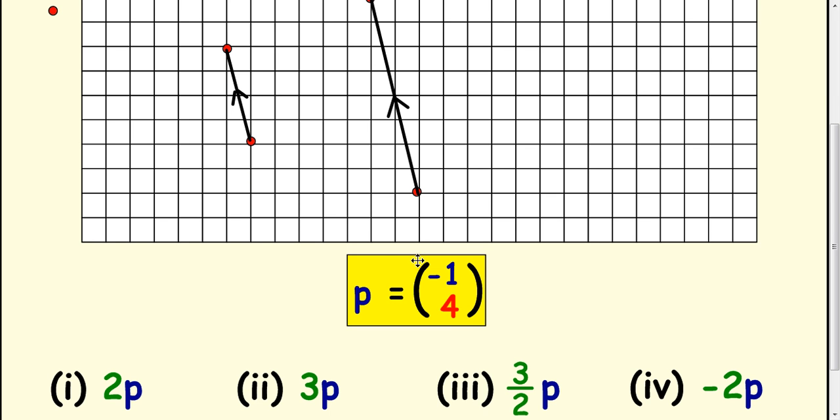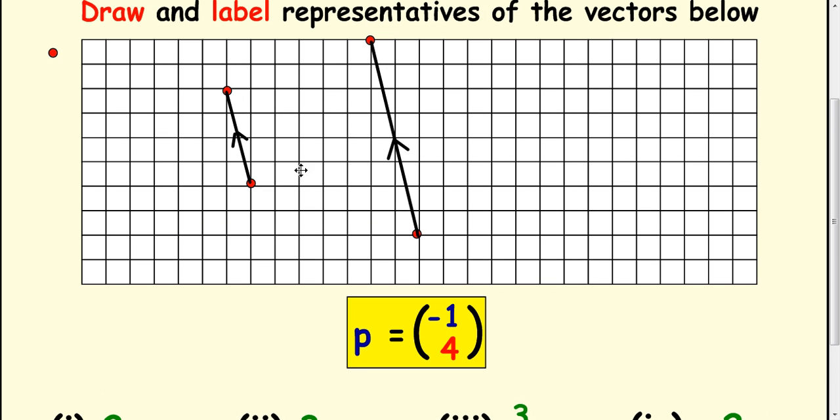3p would just be 3 times the size of it. 3 over 2 p would be 1.5 times the size. We'll look at this last example, negative 2p.